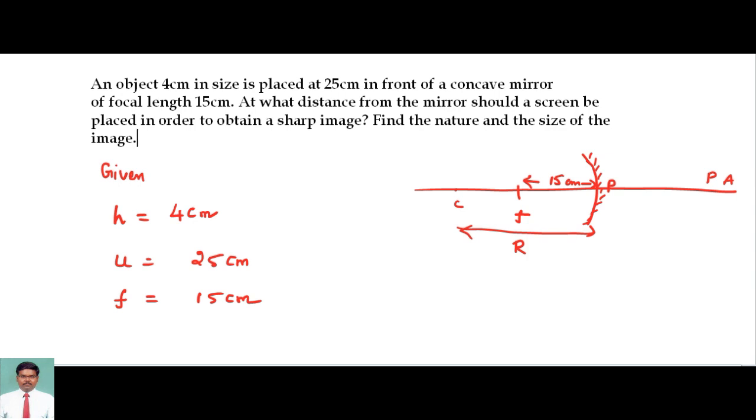and we are keeping an object at 25 centimeter. So this is 15, which means r will be equal to 30 centimeter. So I am keeping the object between C and F. So between C and F, I am keeping an object, and this object height is equal to 4 centimeter, and it is kept at a distance of 25 centimeter from the pole.